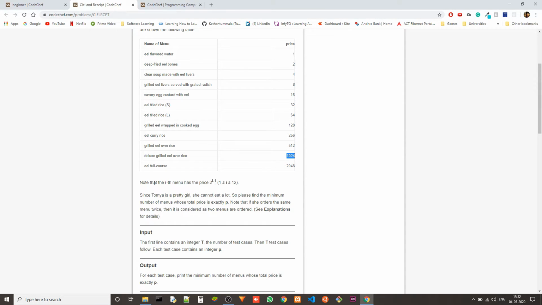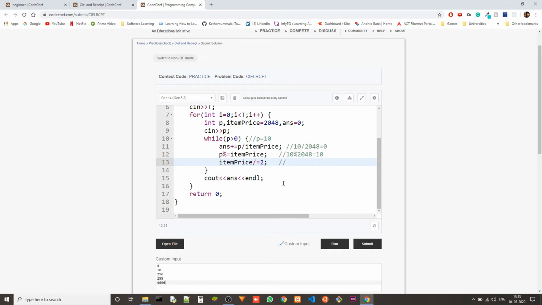So why by 2? Because we observe this pattern in the list, and it is provided that each following item will be double the price of the current item. So let's say we have 1, then the next item will be 2, then the next item will be 4. These are the prices. So we are using that pattern so that we are coming up with an efficient algorithm. Okay. So yeah, the item price will be divided by 2 to look at the next item, right? So now instead of 2048 we are looking at 1024.